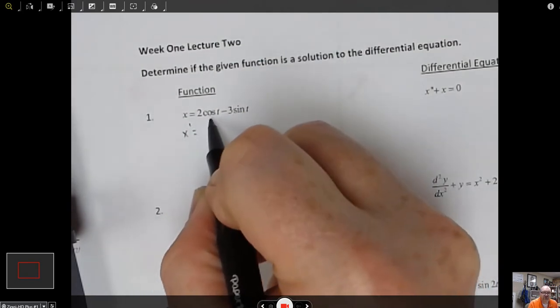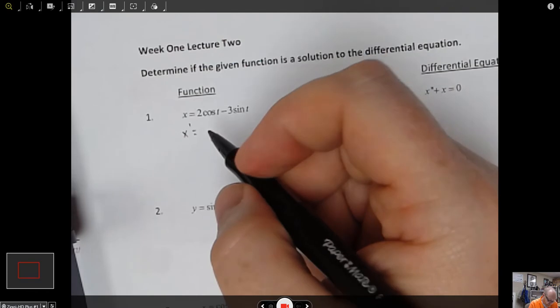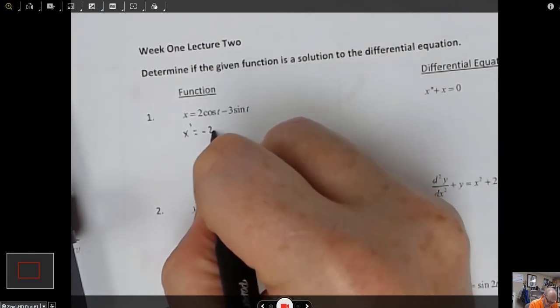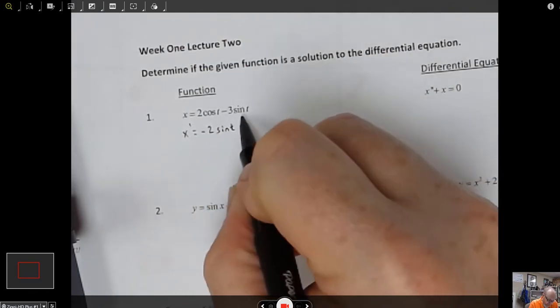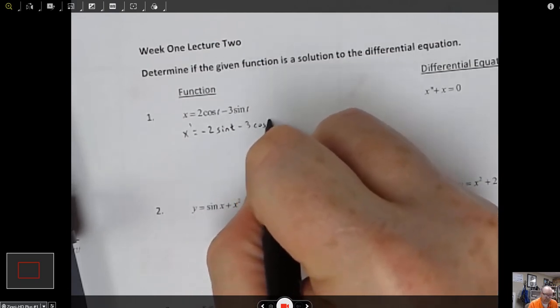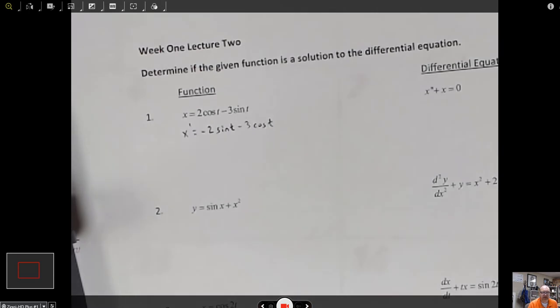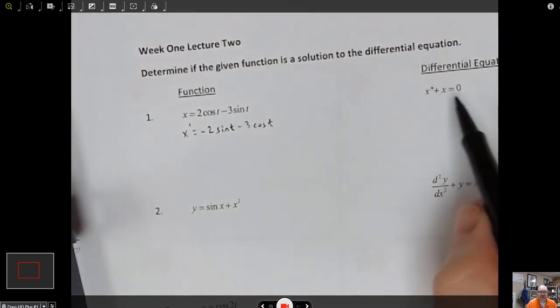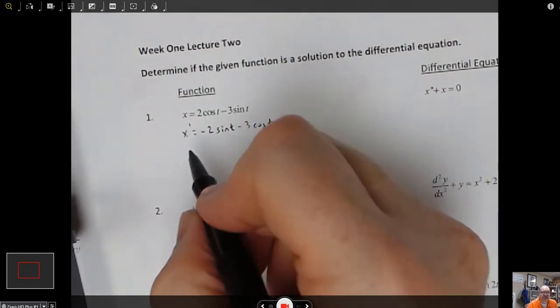I'm differentiating the cosine function. The derivative of cosine is negative sine, and the derivative of sine is cosine. So that's what the first derivative looks like. Unfortunately, I don't need the first derivative for that problem. I need the second derivative.